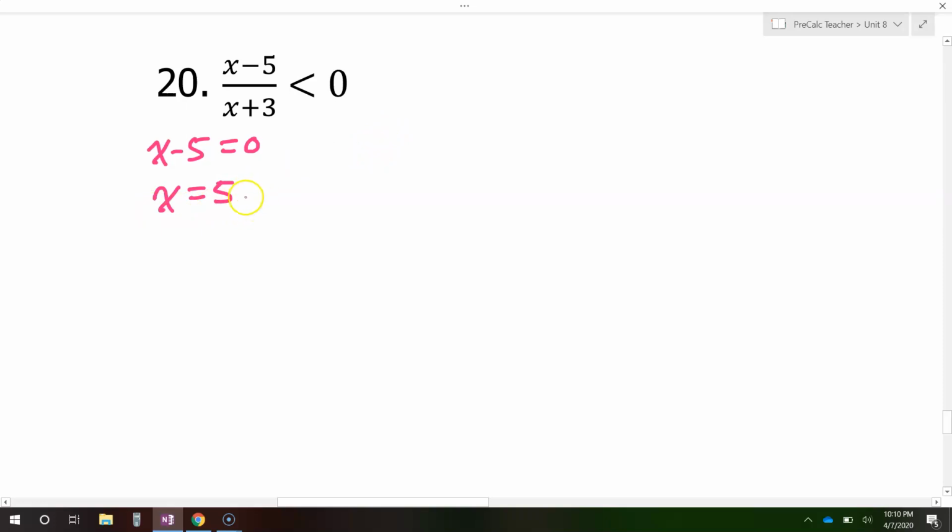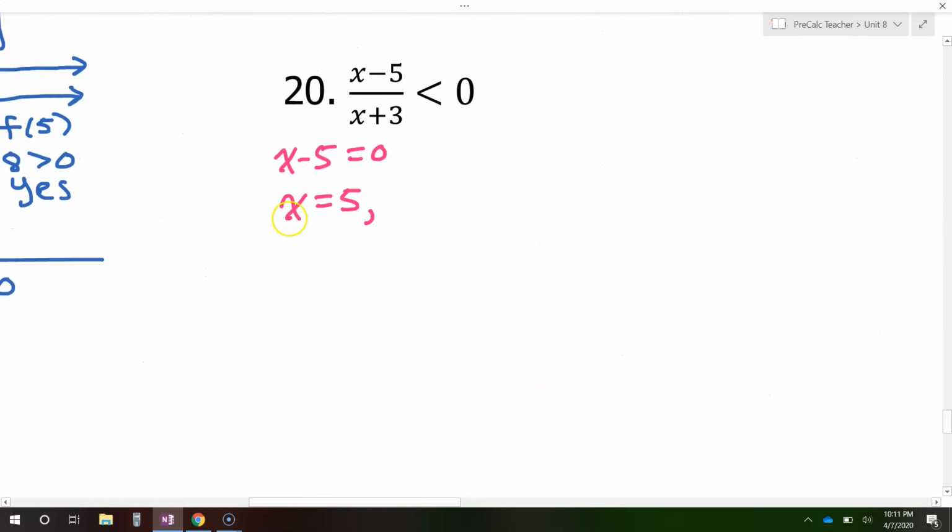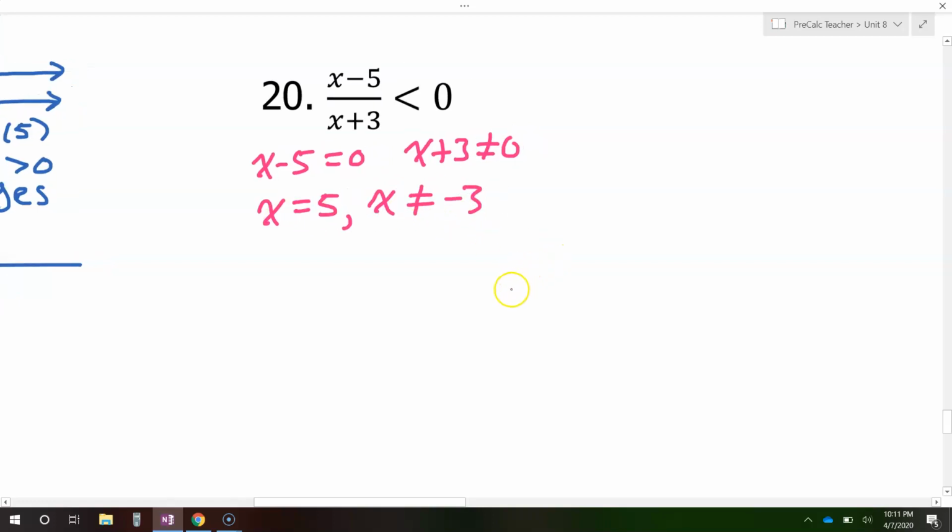Now, there's another critical value that we didn't have to worry about for a polynomial. But in addition to solving the related equation, we will get other critical values based on what is undefined. So we know that the denominator cannot equal 0. So that means that x plus 3 cannot equal 0. Subtracting 3 from both sides, that tells us that x cannot equal negative 3. So we have two critical values.